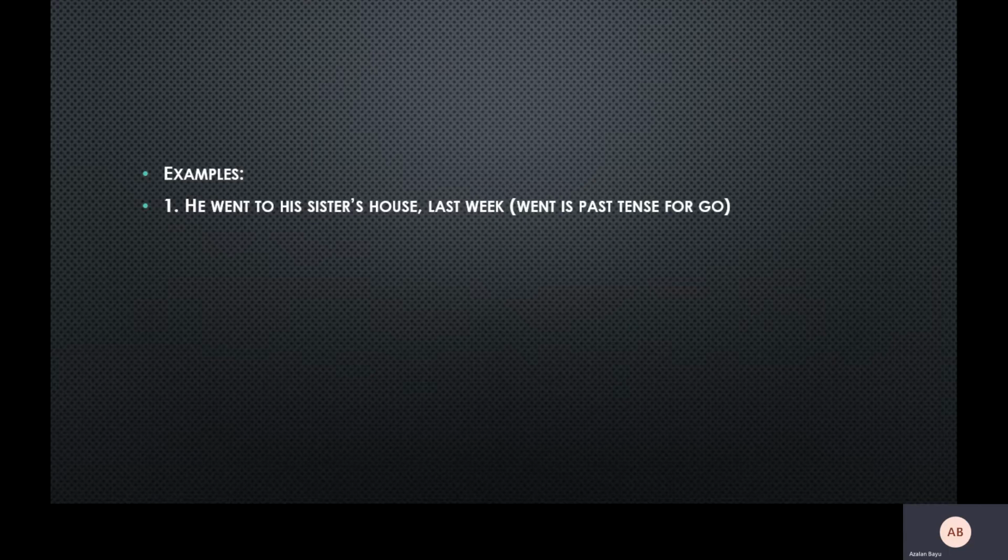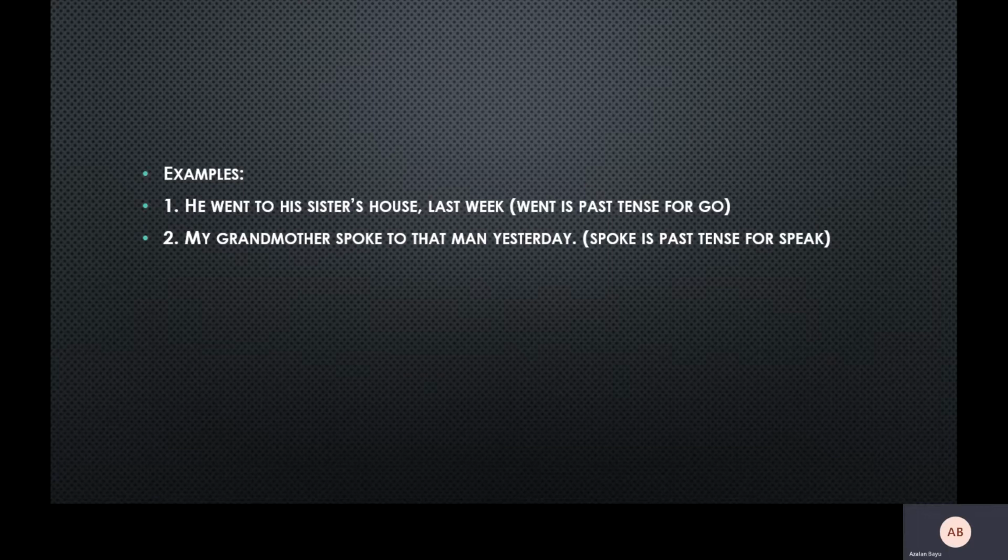Why? Because this is actually the past form. That's why it is called irregular verb. Okay, luar biasa. All right, and then we have: my grandmother spoke to that man yesterday. This is one more example of irregular verb from the word speak. It becomes spoke. Okay, you don't say speaked to show the past tense, but then you say spoke.